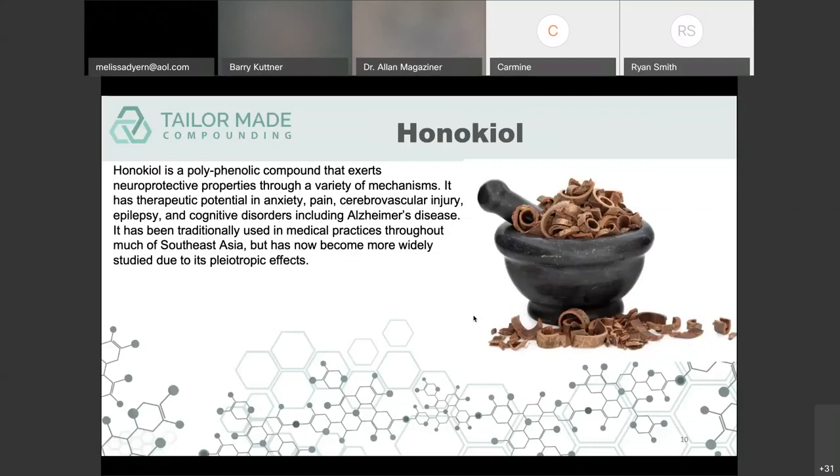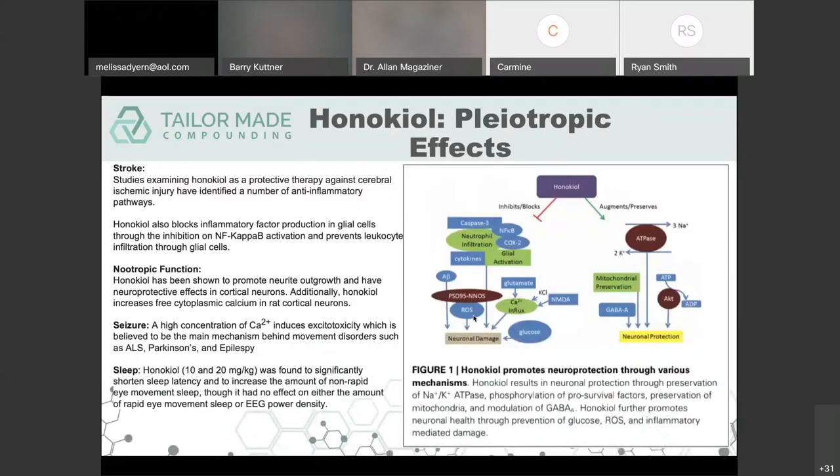And so I've just included a couple things here about how it works. And again, it's very, very pleiotropic. We see in the mechanism to the right, you can see all the things it augments and preserves, such as ATP function and mitochondrial preservation. And it inhibits and blocks a lot of the things we would want to block, such as glial cell activation. And so I've listed sort of everything here. And it's been studied in stroke through its inhibition of NF-kappa B and can prevent leukocyte infiltration into glial cells due to that blocking of glial cell activation.